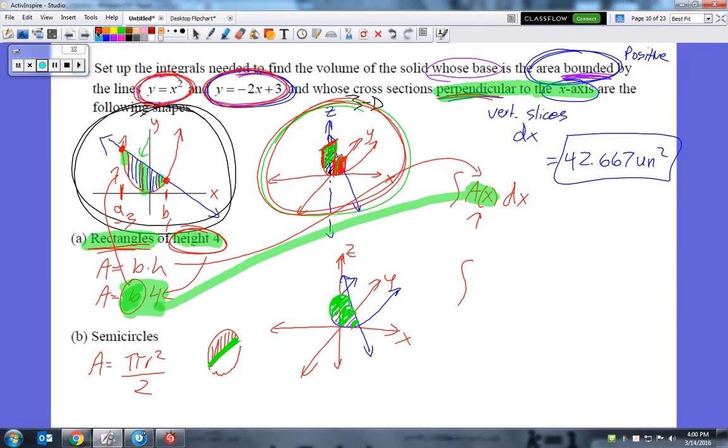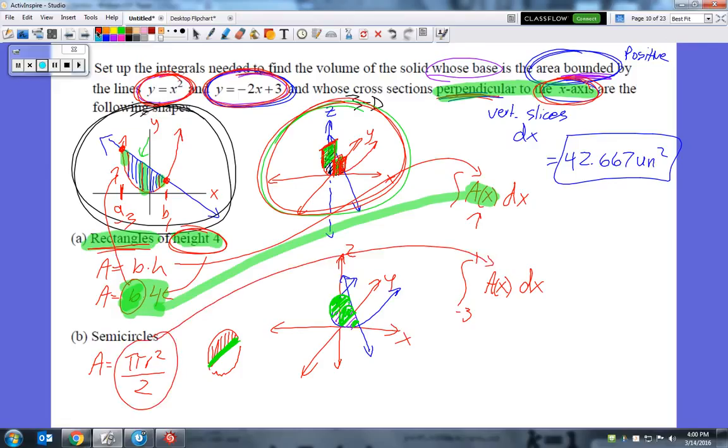Our A of x is going to be in respect to x, and in terms of x, again, because it's vertical slices, perpendicular to the x-axis. Now, we already know what our intersections were. Our intersections were from -3 to 1, where we set them equal to each other in part A. We just need to make sure that this goes over here.